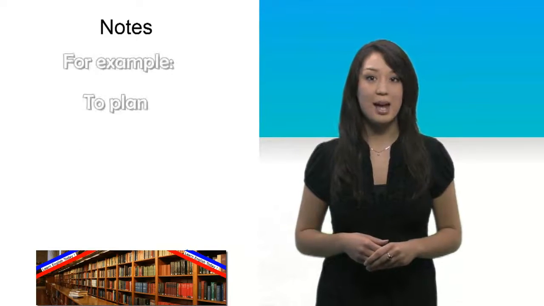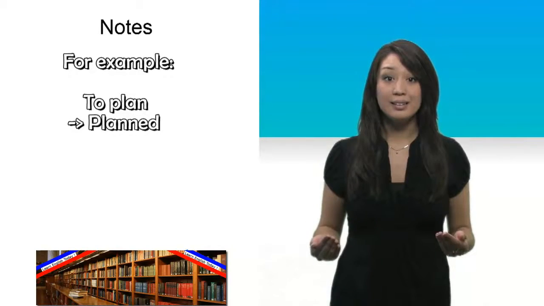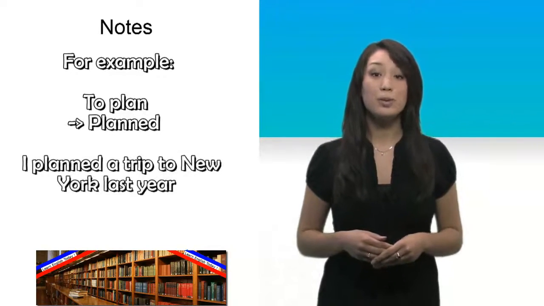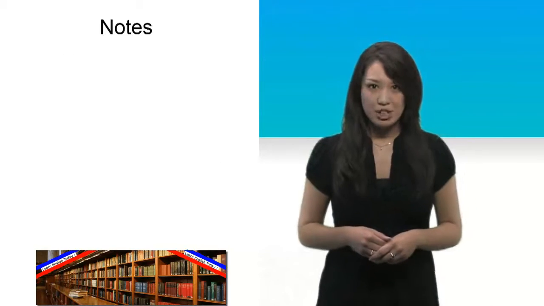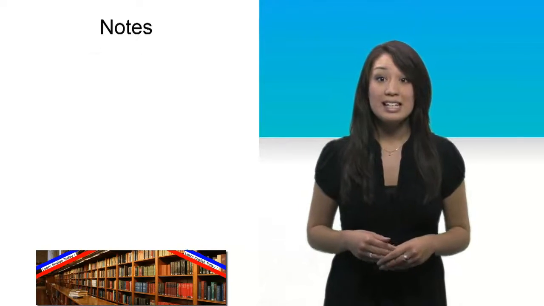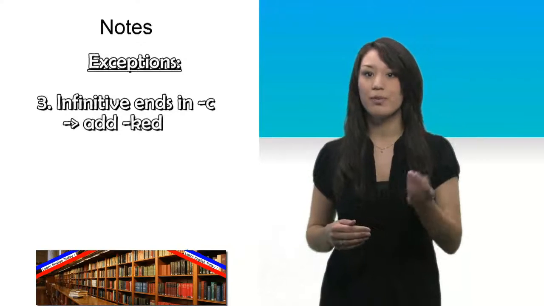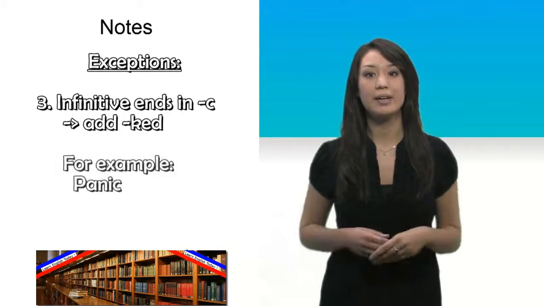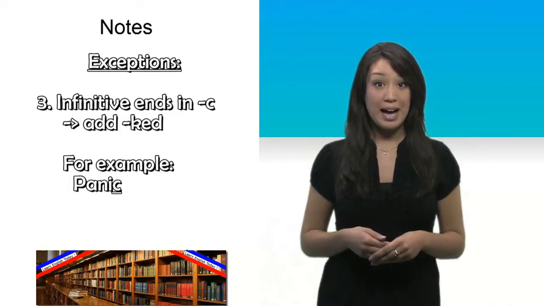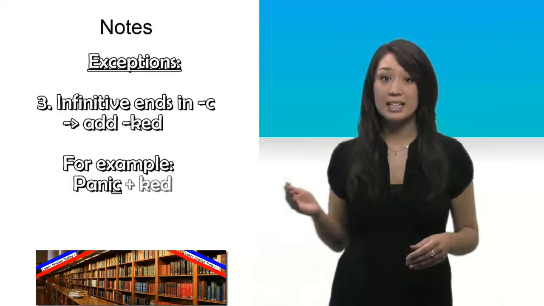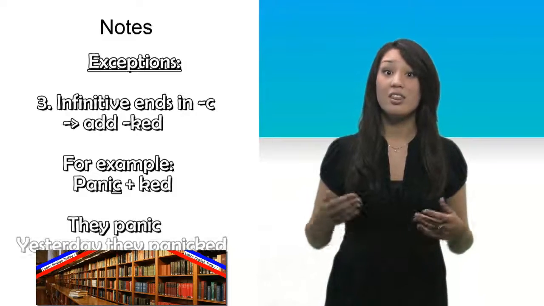To plan is the same. To use it in past simple, we say planned. I planned a trip to New York last year. The next exception is when an infinitive ends in C. In this case, you add KED. For example, the word panic. Panic ends in C. To make it past simple, you add KED. So, they panic. Yesterday, they panicked.